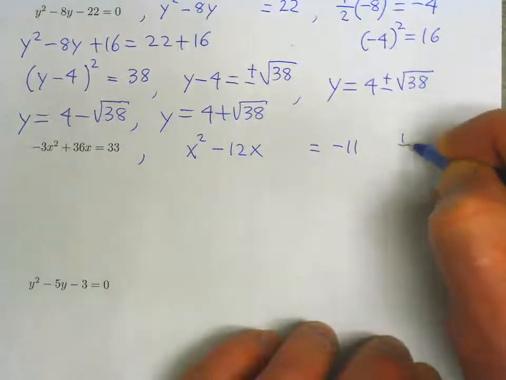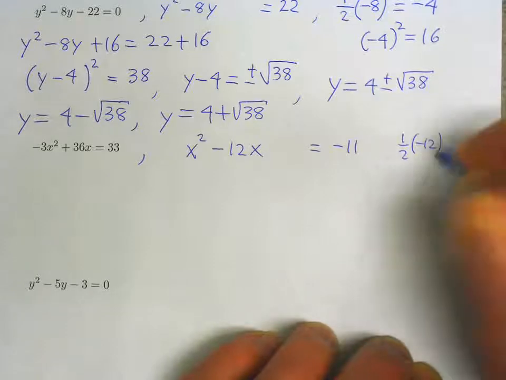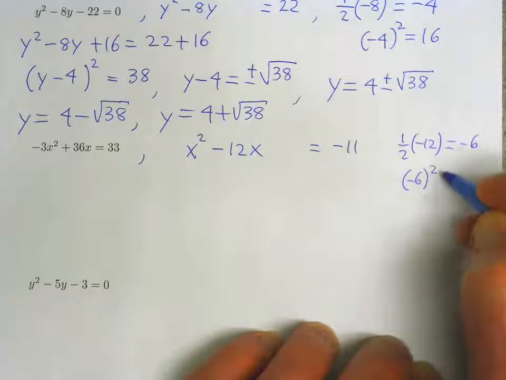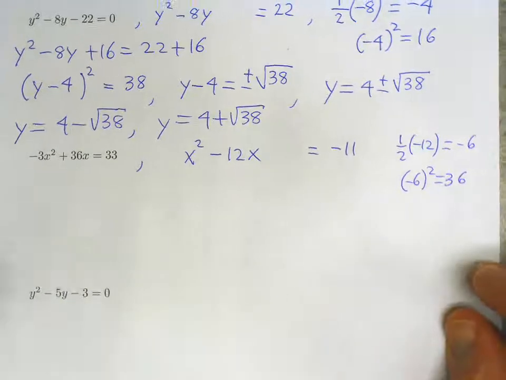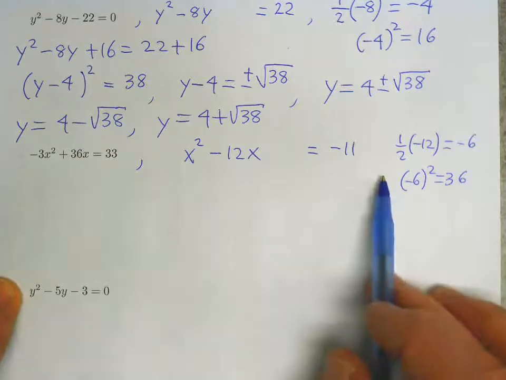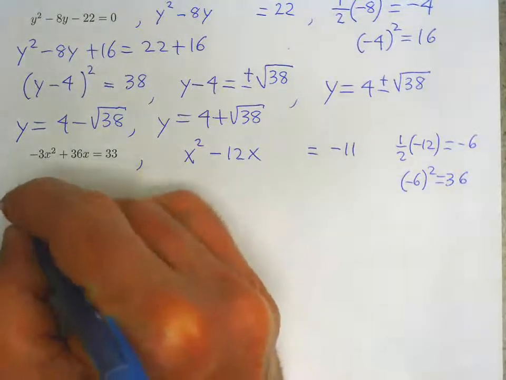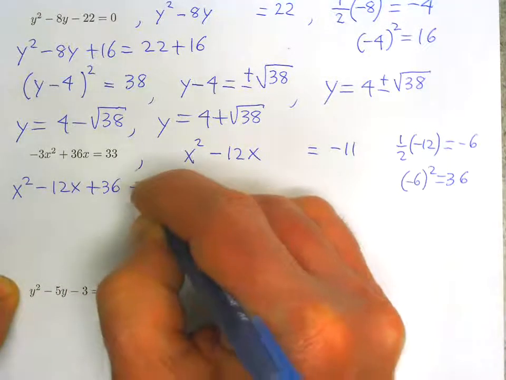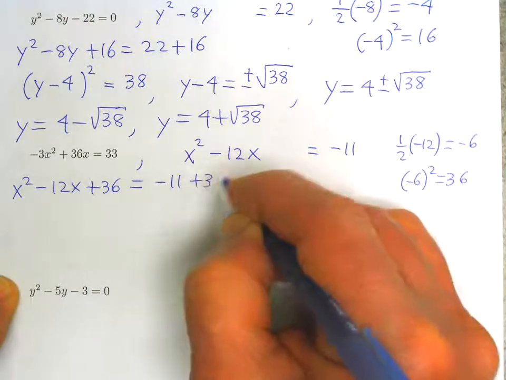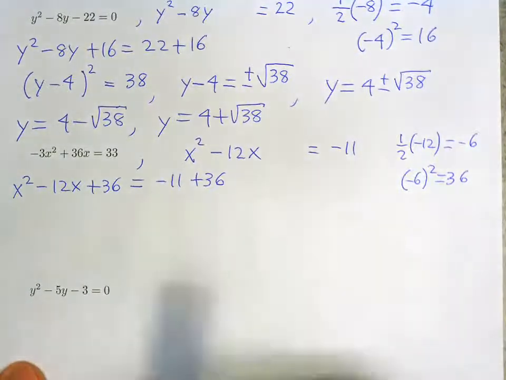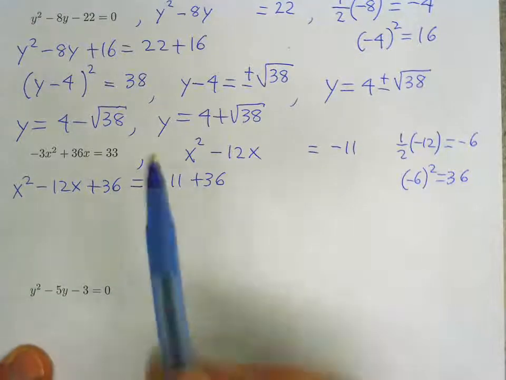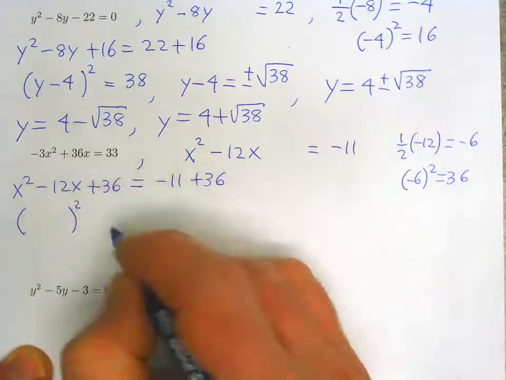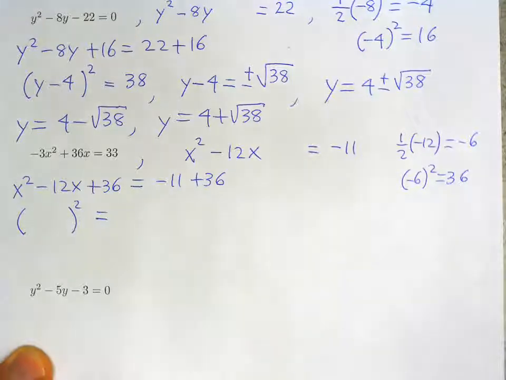Okay, so we take 1/2 of the coefficient of x, 1/2 of -12, which is -6. Then we square the number -6, which is positive 36. And then we add 36 to both sides of that equation. And we get x squared minus 12x plus 36 equals -11 plus 36. The left-hand side is now a perfect square trinomial. So it's equal to some binomial squared. And the right-hand side, -11 plus 36 is 25.